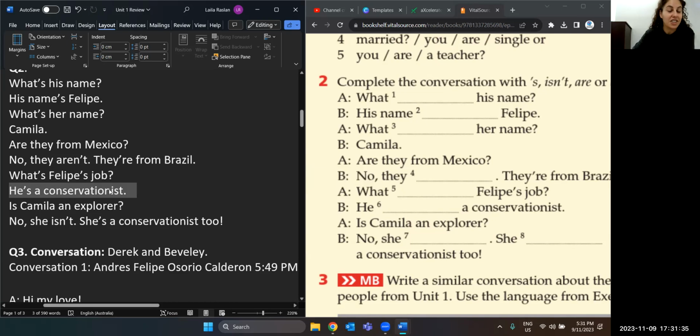Conservationist. Remember we had this word before? Conservationist. So, yeah, exactly. So no, she isn't. She's a conservationist too. Good.